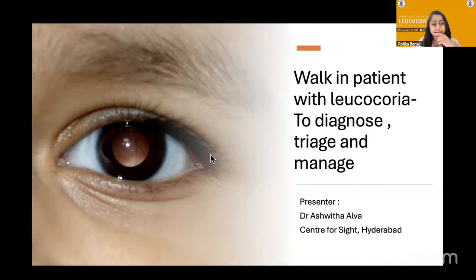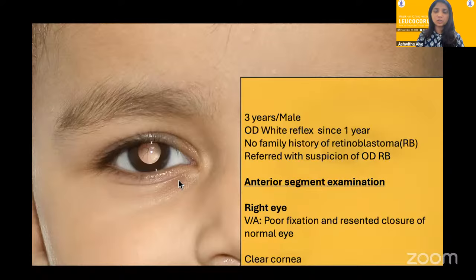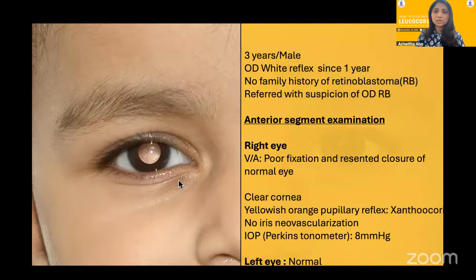Very good evening, everyone. I'm Dr. Ashwita Alva from Center for Sight, Hyderabad. Thank you very much for this opportunity, and let's dive into walk-in patient with leucocoria, where I'll be discussing two cases. Case number one is of a 3-year-old male who presented to us with a white reflex in the right eye since 1 year. He was referred to us with a suspicion of retinoblastoma in the right eye.